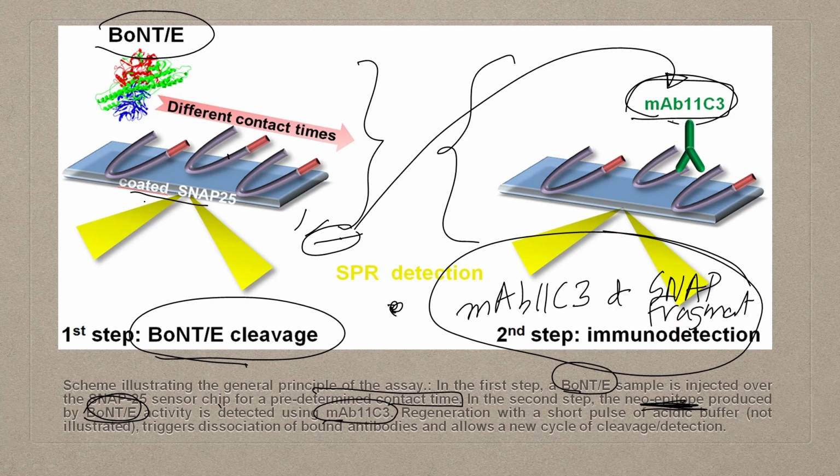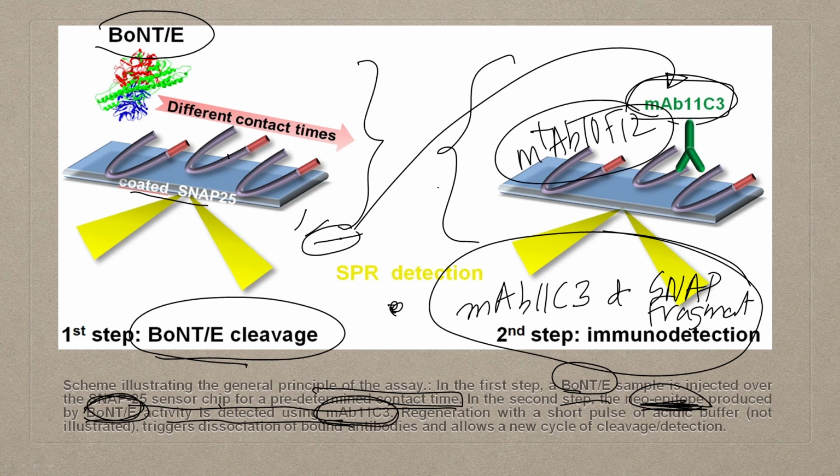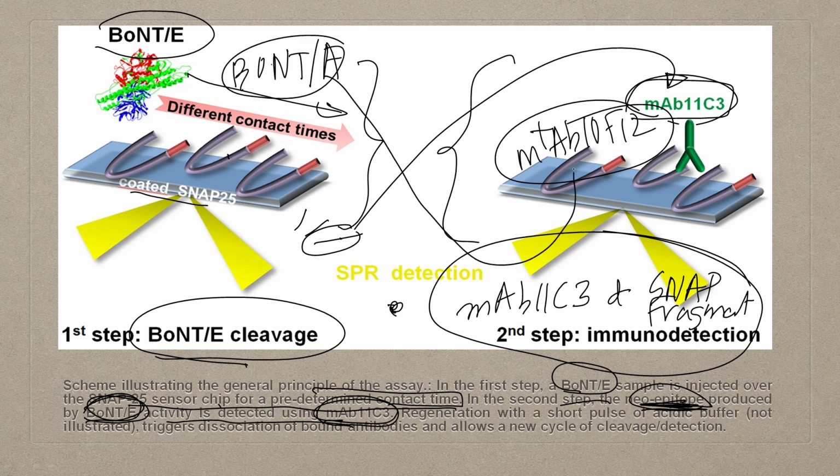What is happening here is, in the first step, botulinum E sample is injected over SNAP25 sensor chip for a predetermined contact time. In the second step, the new epitope produced by botulinum toxin E activity is detected using monoclonal antibody 11C3. Imagine if this chip also has at another point the other antibody, MAB10F12, then you will be able to detect that one, provided you are running A, because A is specific to this one, whereas E is specific to this one, right.